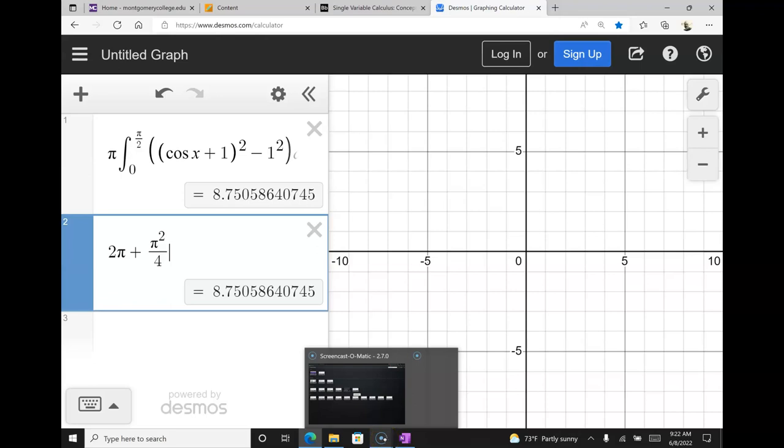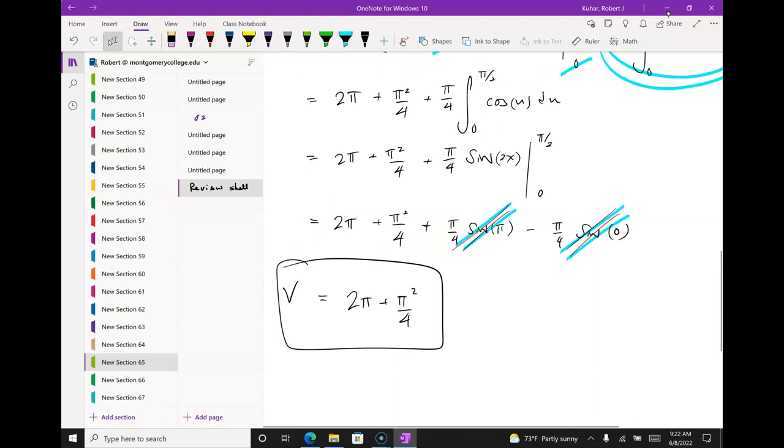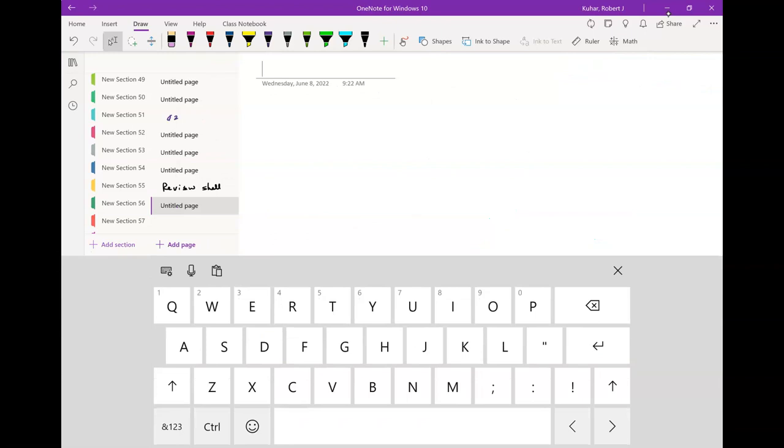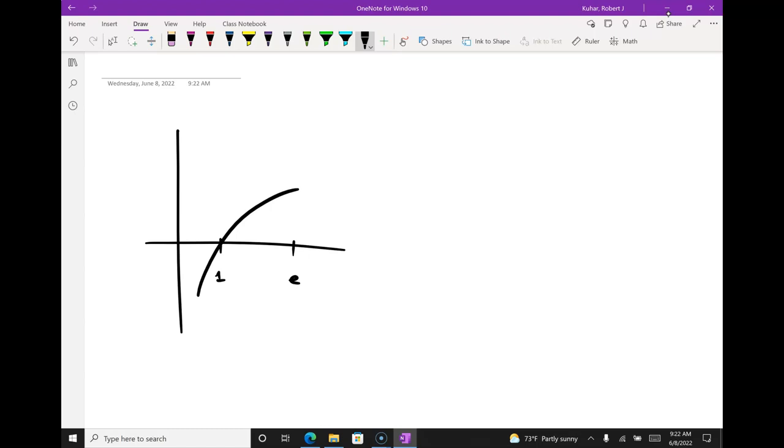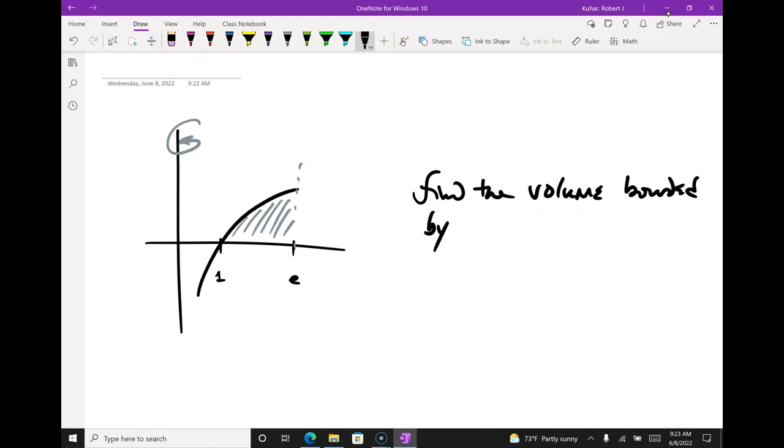Let's do another. Let's do one with a shell. Let me say this. Let me get the area. So let me take ln of x and e, and about the y-axis. So find the volume bounded by y equals ln of x, y equals 0, x equals 1, and x equals e, right?